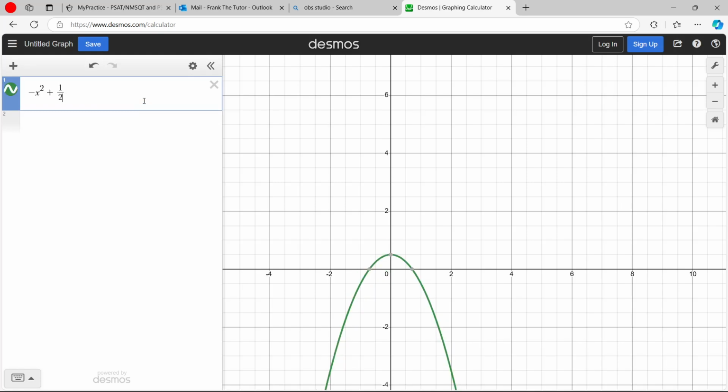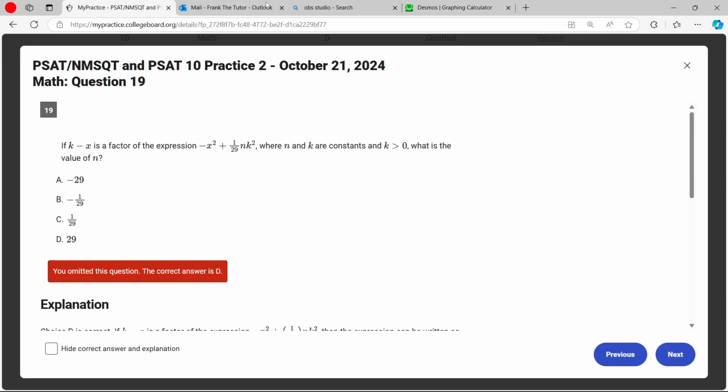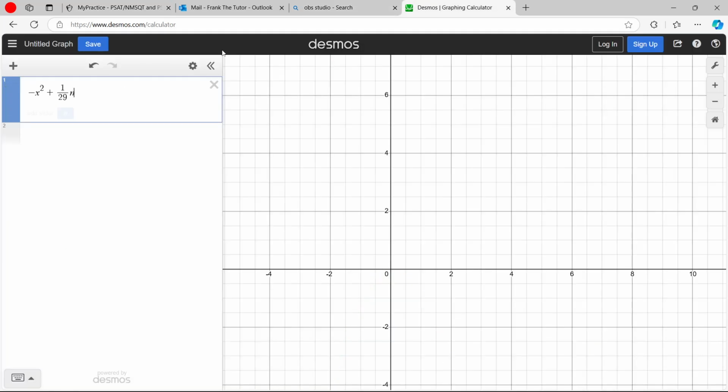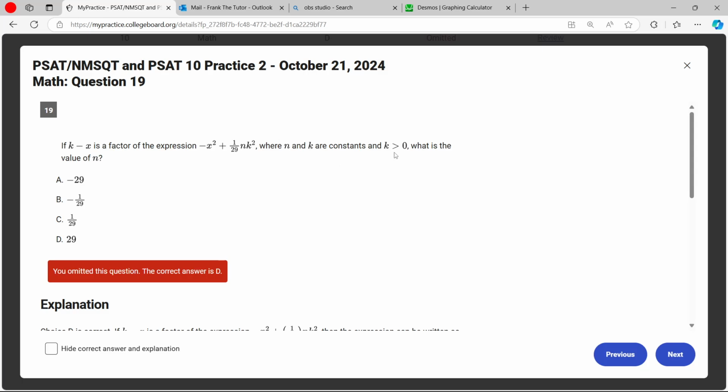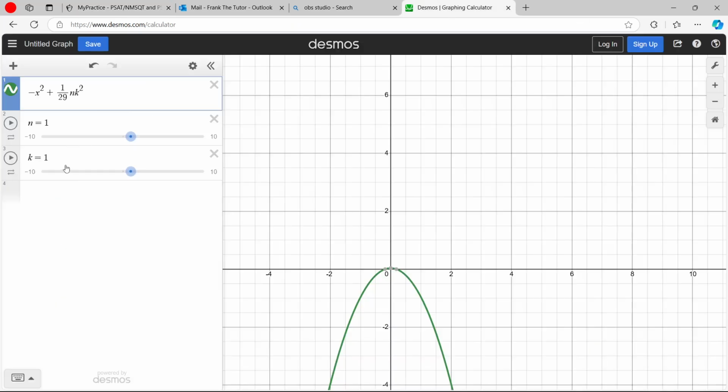plus 1 over 29 nk squared. So now it's going to set up a slider. And okay, it's already given me a value for n and k. The question states that k has to be greater than 0. Well, k is equal to 1.